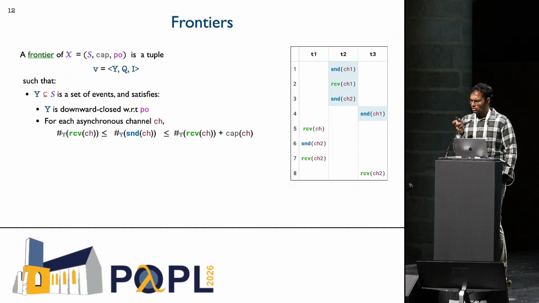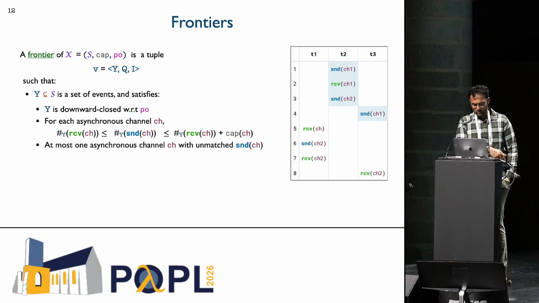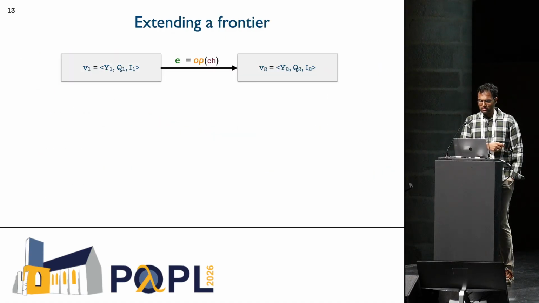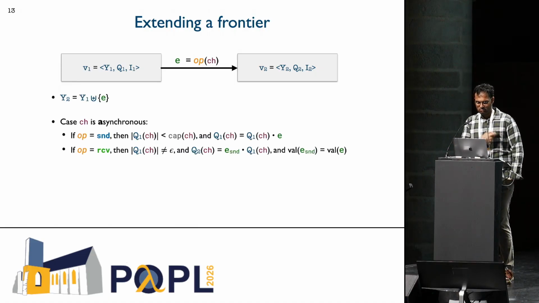So each such node talks about how many events have been executed in each thread, and also for every channel, what are the contents of that channel, and extra information around that. I don't think I have the time to go through the details over here. On top of that, you can also talk about how I can extend one frontier to a slightly larger frontier using an event, basically by adding an event in that set of events. And there are conditions on when such an addition is allowed. The conditions basically say that you really need to respect how channels behave.